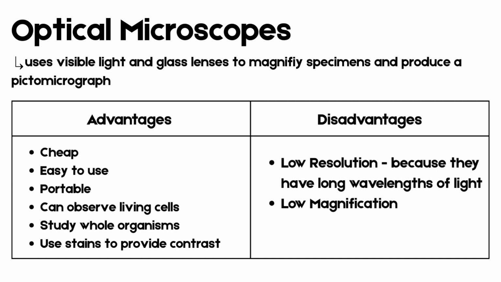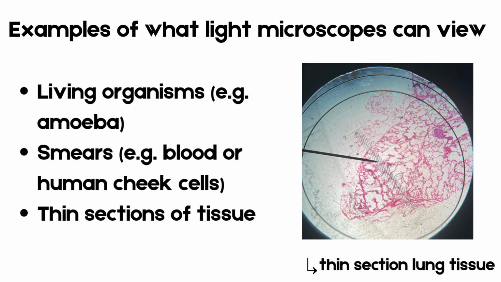However, there are some disadvantages. They have a low resolution and magnification, so you can't see organelles in detail. So what exactly can we see with an optical microscope? Here are some examples. Living organisms, like amoebas in water. Smears, such as blood or human cheek cells.